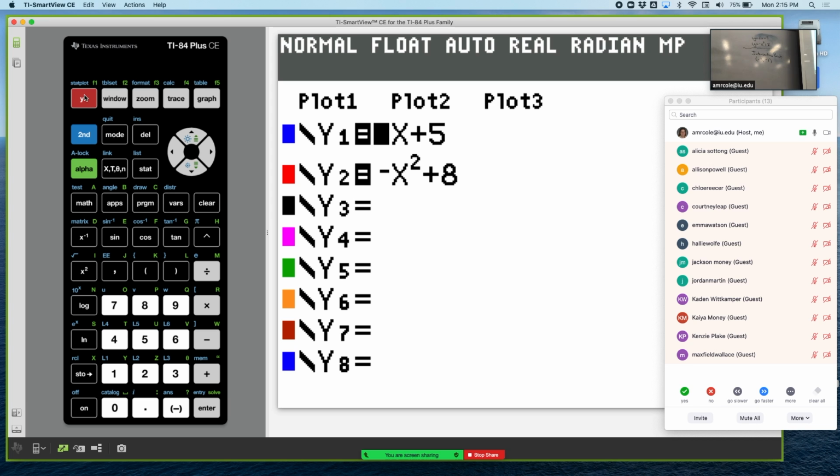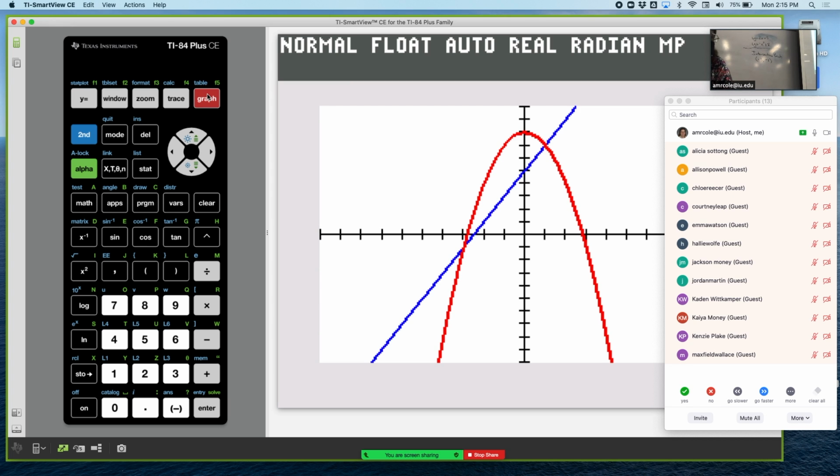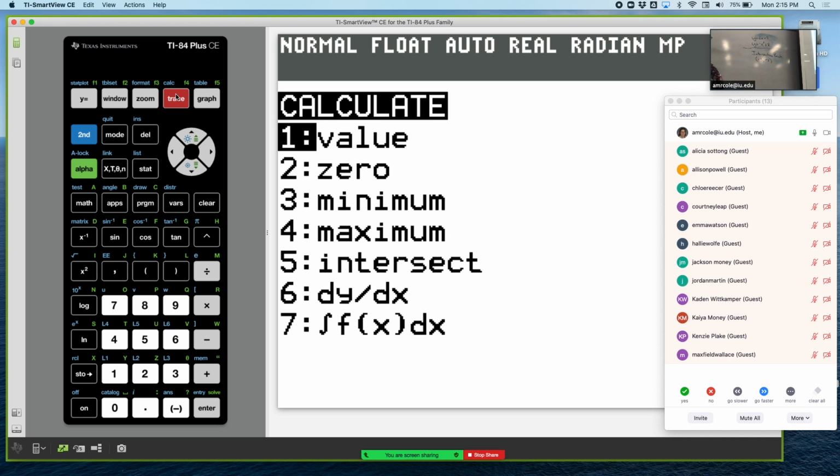Now, if you want to find the other intersection point, you got to do it a second time. However many times they intersect, that's how many times you have to do it. Okay, so second calc got us the menu. All right, and then we're trying to do what? We're trying to find another intersection point. So we're going to pick 5.